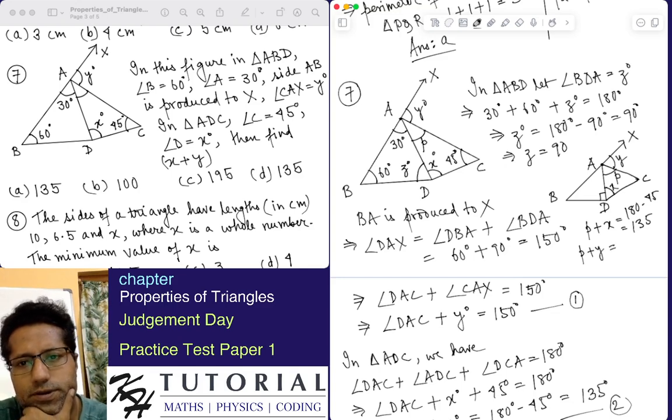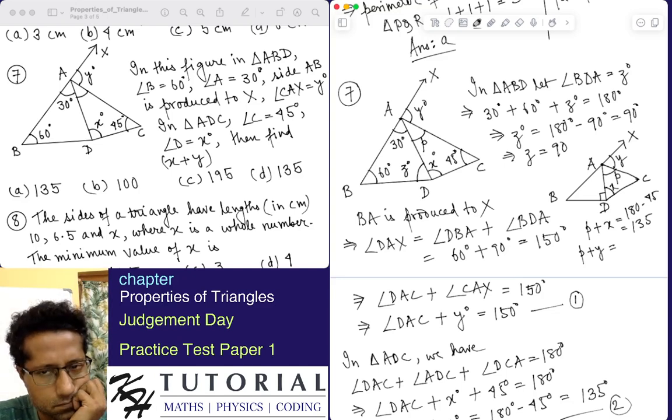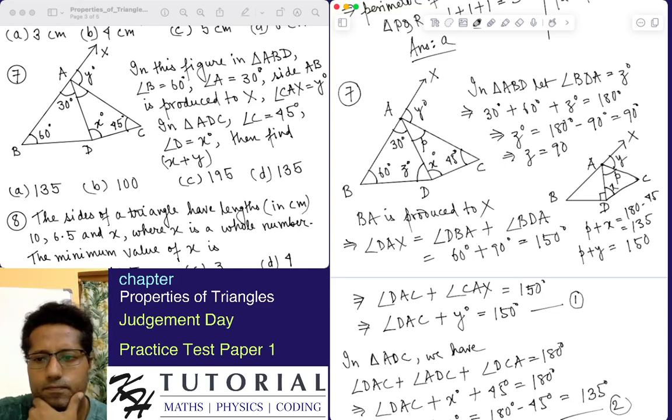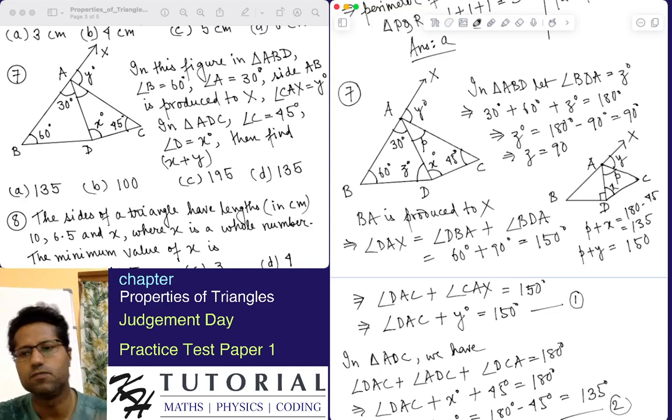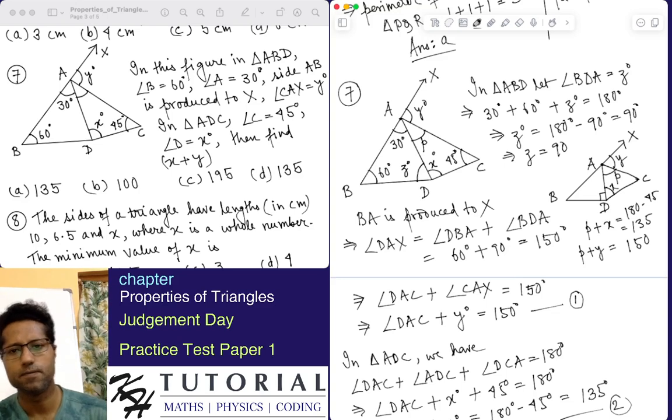angle will be an exterior angle. When BA is produced to X, we have the exterior angle whose value is P plus Y, and this will be equal to the sum of the two opposite interior angles, which are 60 and 90. This is 150. So we must have P plus Y 150. We need X plus Y. How do we find P? We need P.